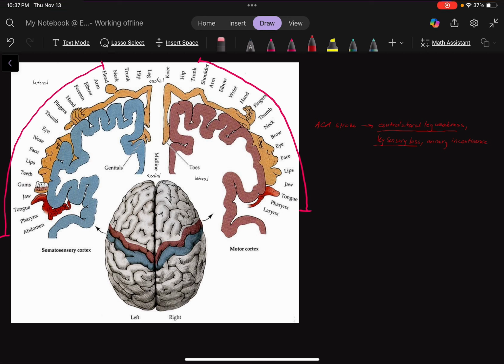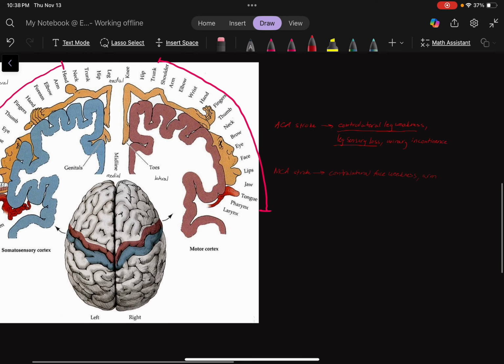And this is also very important to know. So I'm going to go ahead and write that down. So an MCA stroke, contralateral face weakness, arm weakness, and the arm weakness is also contralateral here, which just means the opposite side. And you're going to also have sensory loss in the face and the arm.